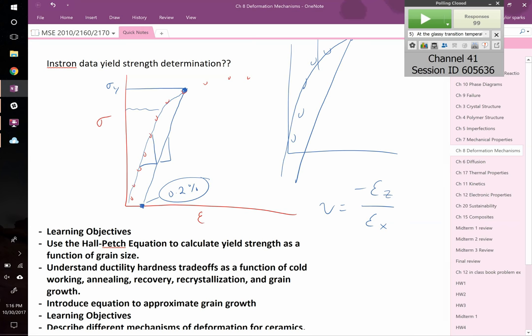0.2% strain. So strain is given in delta L over L naught. So you're going to define that as 0.002. That is equal to 0.2%. So start at that point, draw a line with the slope of your elastic modulus, see where it intersects, that's your yield strength. The more exact way would be to fit equations, fit lines to these data and set them equal to each other. Anything else I can answer on this?